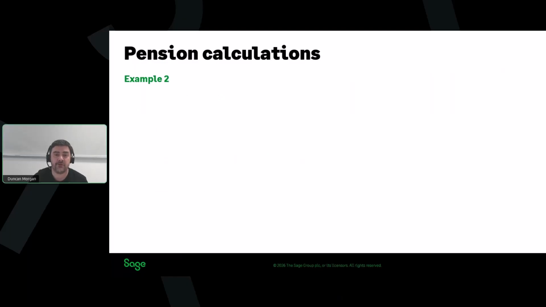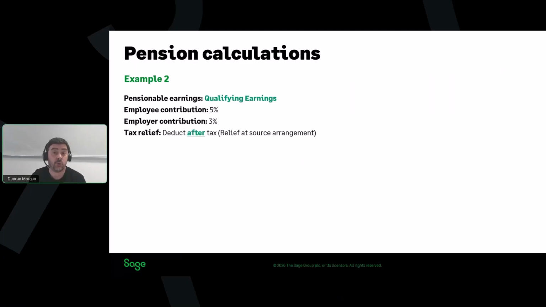So different pension scheme for this one. This is a pension scheme that uses qualifying earnings for pensionable pay. The employee contribution is 5% and the employer contribution is 3%. So this meets the minimum pension contributions for qualifying pension schemes. And the tax relief for this particular scheme is that the employee's contribution is deducted after tax. So this one is a relief at source arrangement.